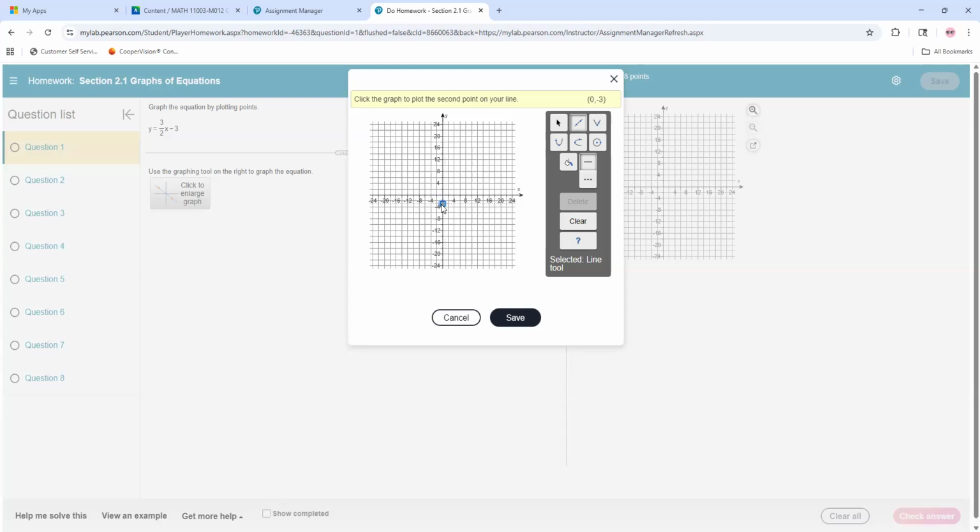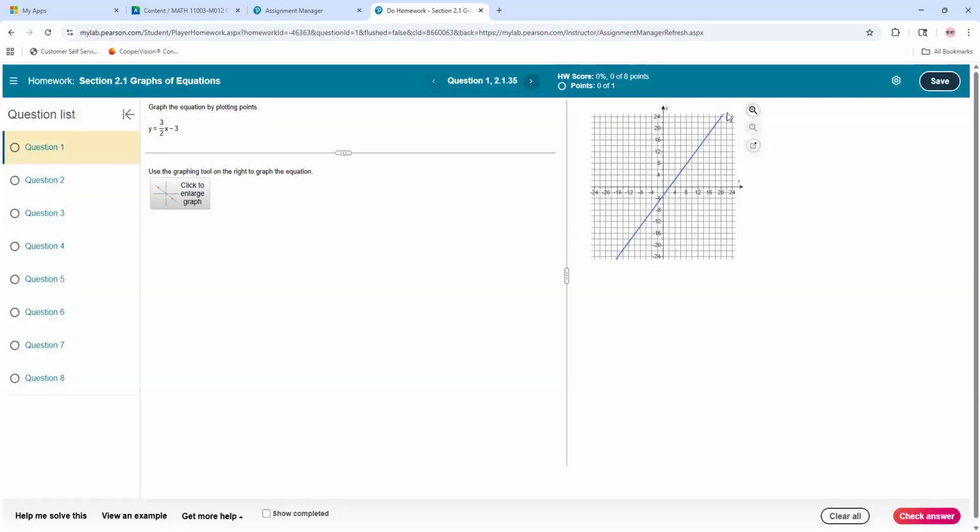I would click that point. And then my second point was 3, 1. So starting back in the center, I'm going to go right 3, up 1. So that band is showing 3, 1 now. Click that one, and then you save it. So then it'll actually put the line on there for you. Now, it's going to be wrong because I didn't do the problem they gave me.